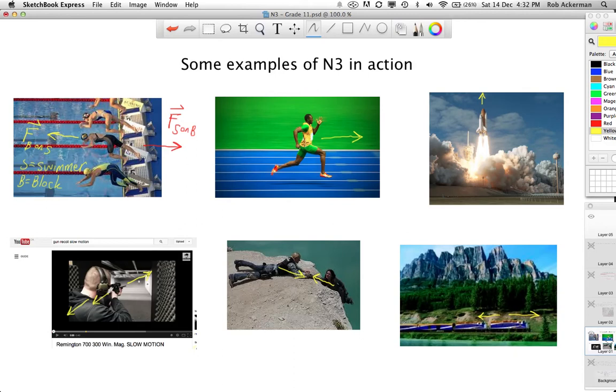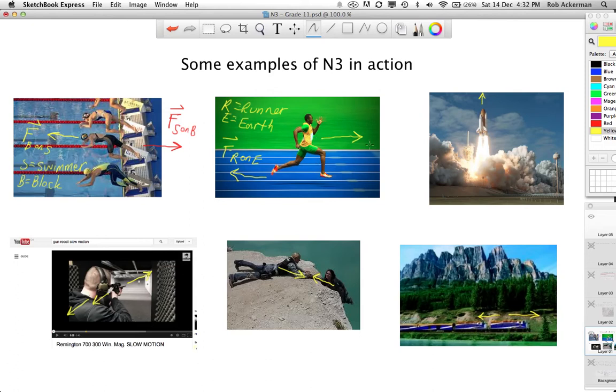Let's go to the runner here. The runner is pushing backward on the ground, which really means Earth. So I'm going to call this the force of the runner on Earth. R equals runner, E equals Earth. Or you could use the letter G for ground if you wanted.